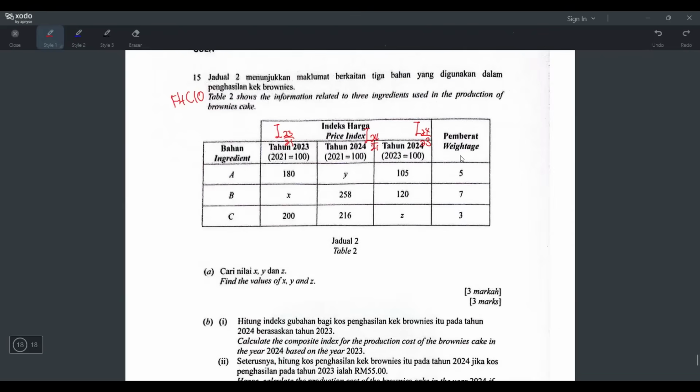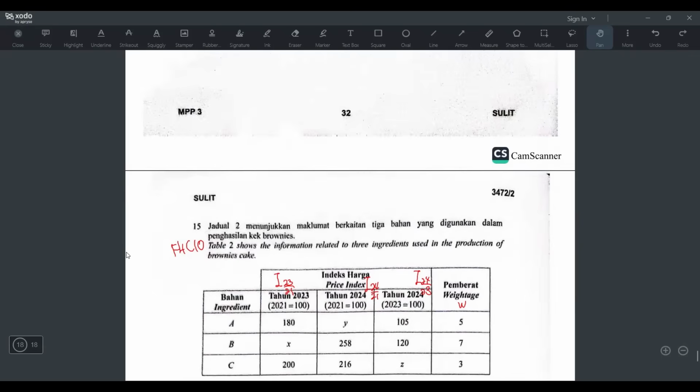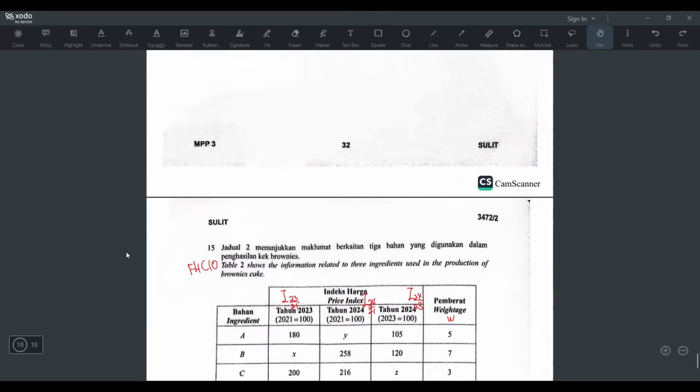Okay, weightage, this one is W. And we usually need the weightage when we are doing composite index. So composite index, we will use this later. Part A says find the value of X, Y, Z. This one I'll just do on top. I think I will use the I formula for this.